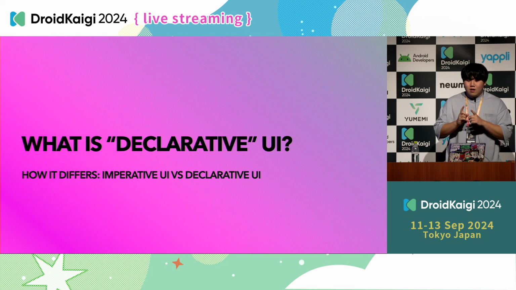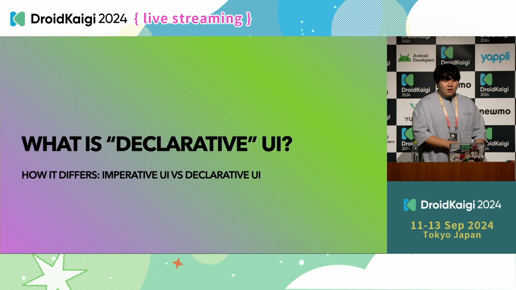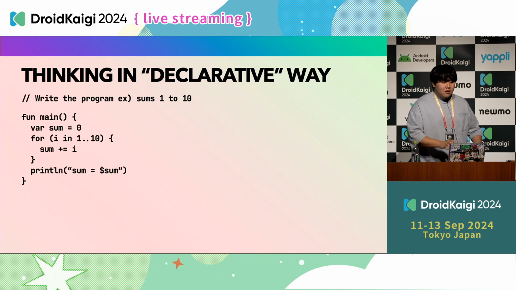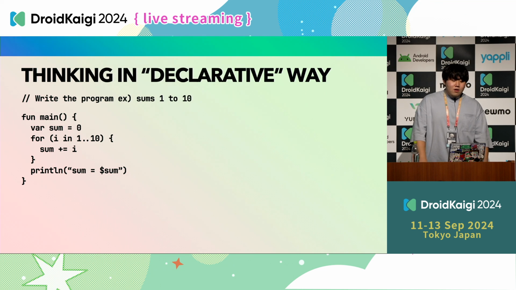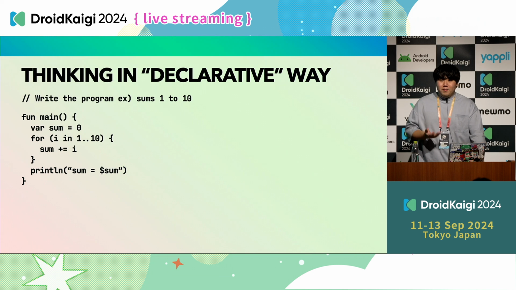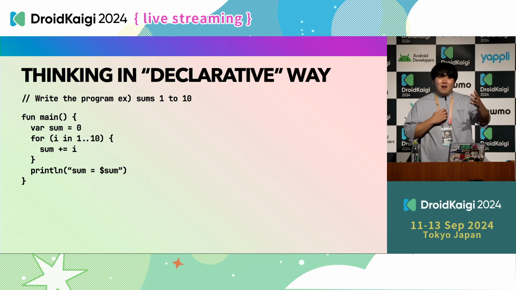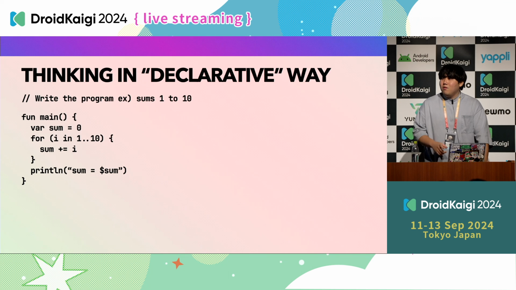So, let's start with this question. What is declarative UI? Or to put it another way, what does the term declarative actually mean? To explain this more clearly, let me give you a simple example. When you first learned programming, you probably wrote simple programs like this, which sums the numbers from 1 to 10. At the time, both you and I would have likely used a loop statement to write the program like this.